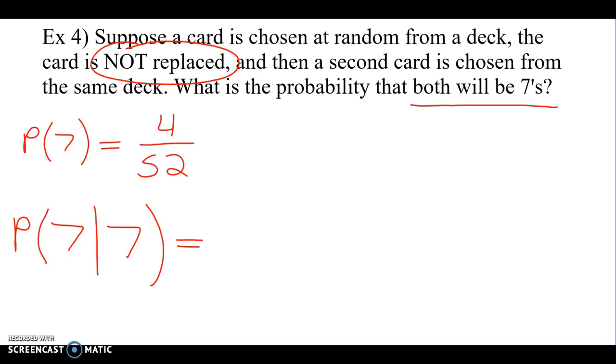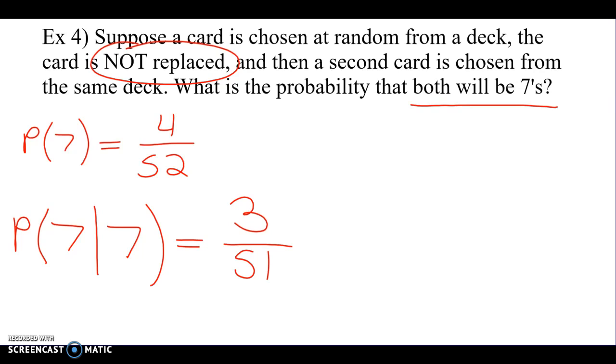So think about it. How many cards are in a deck? 52. You just took one out. So how many are now in the deck? 51. So now our total's out of 51. The first thing to think about is the total. The second thing to think about is how many 7s are there? Because there were 4, now there's 3, because you just took one out. So the 7s are also reduced by 1.